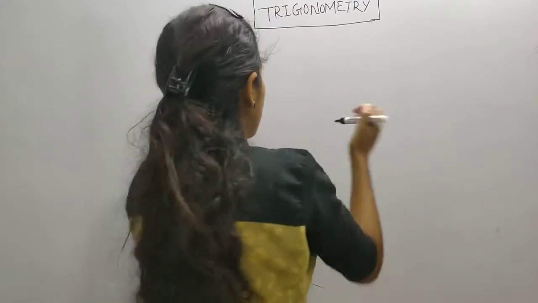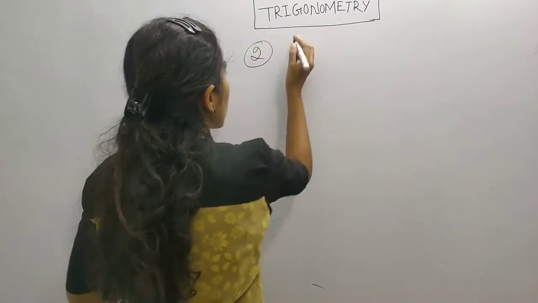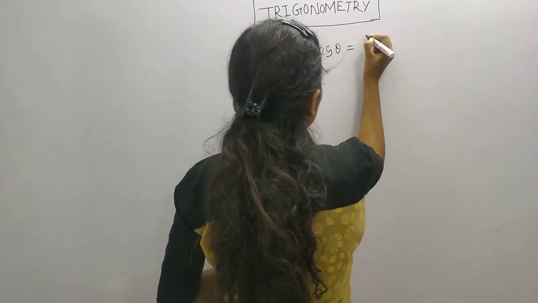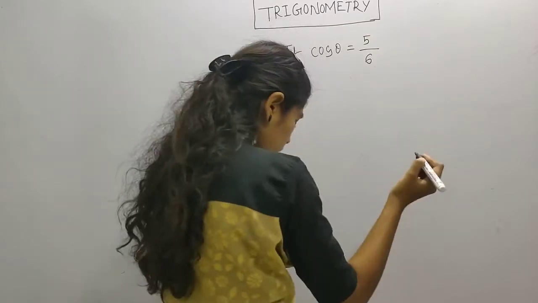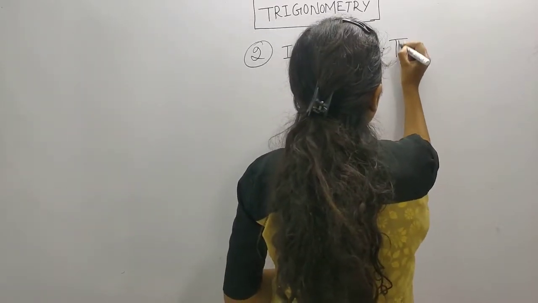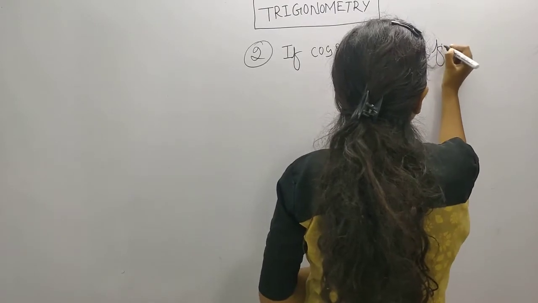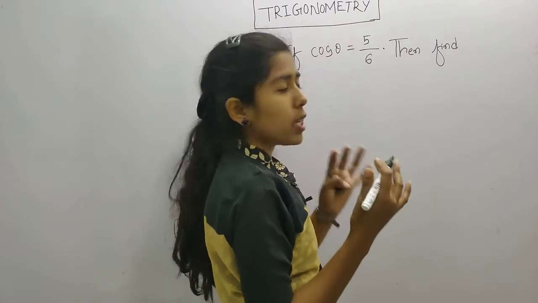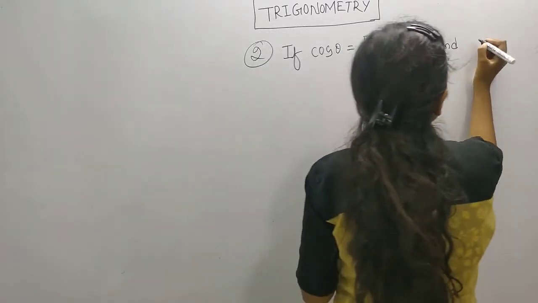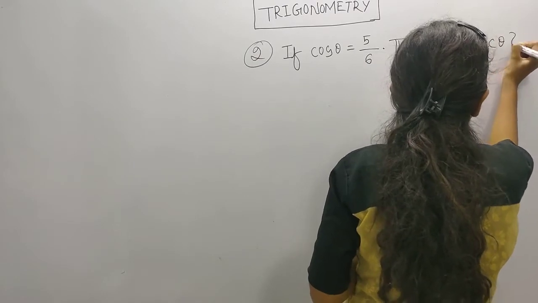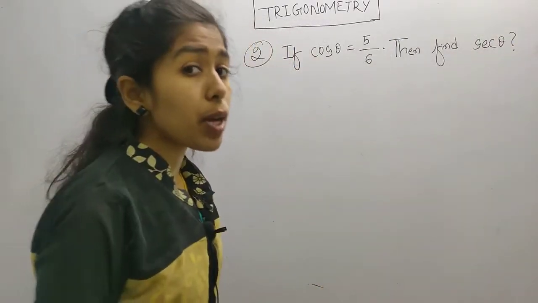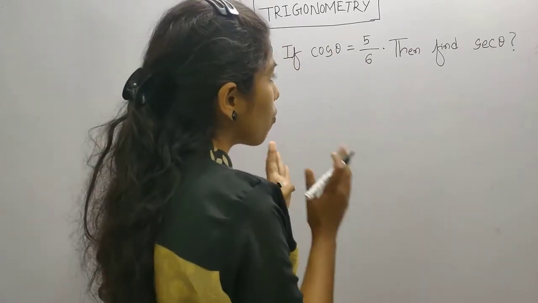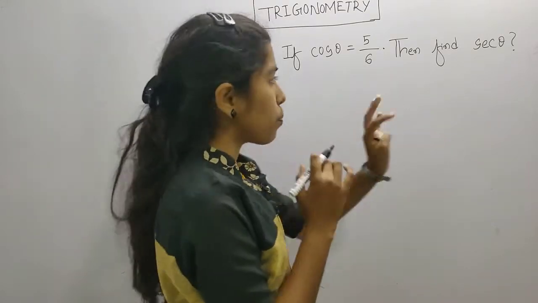See, what is cos theta? Second question. If cos theta equals to 5 by 6, then find what? Sec theta. First you learn normally, then we will learn some typical questions. Sec theta. Why I have written sec theta? Because sec theta and cos theta are the reciprocals of each other. That's why for normal question, first we will learn simple question.